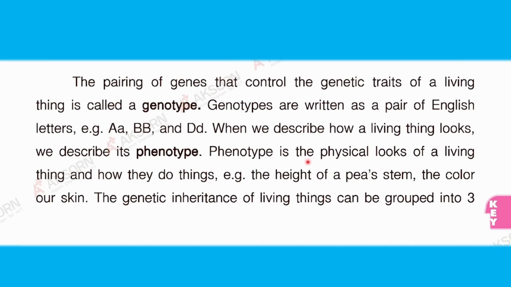Phenotype is the physical looks of a living thing and how they do things. Example, the height of a pea's stem, the colour of our skin. The genetic inheritance of living things can be grouped into three.